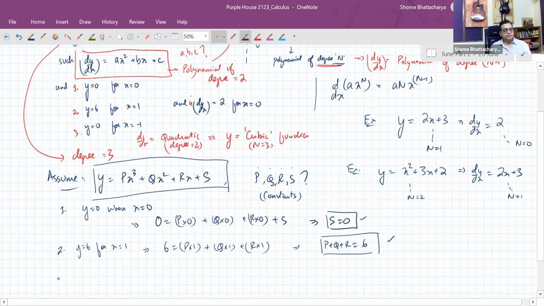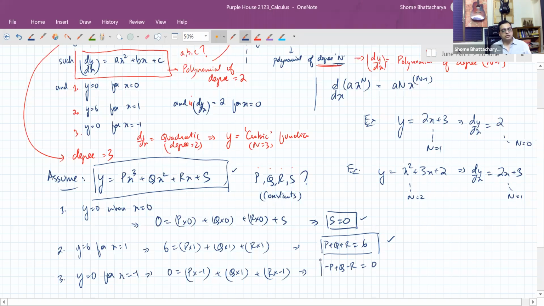Okay? Now let's go one step further. Let's substitute the third thing. It is given to us that y is again 0, but this time for x equal to -1. So let's substitute in this equation again. Left hand side is 0, right hand side I have to substitute x as -1. So this will become p into -1, because -1 cube is -1, but q into 1, because -1 squared is 1, plus r into again -1.